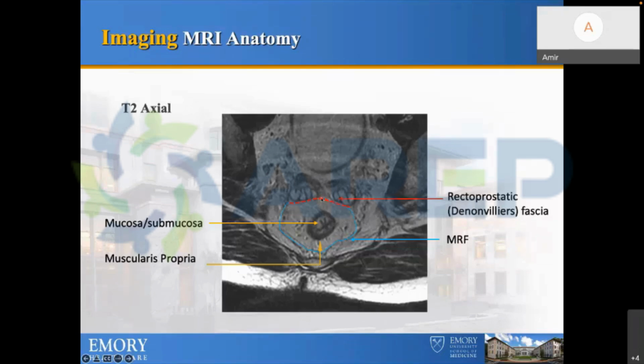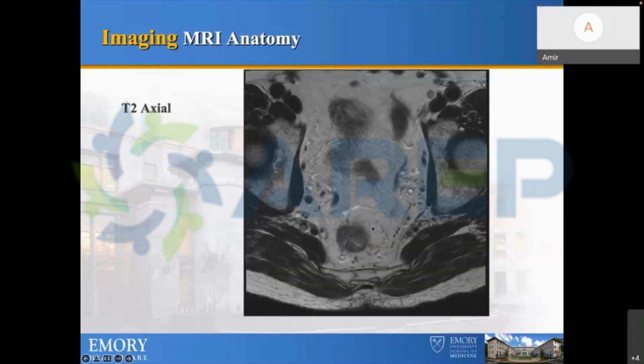In the rectoprostatic portion, this fascia has a different name. It's called rectoprostatic, or the Denonvilliers' fascia. It's just an anatomical term. Okay, this is an example of how you see the peritoneal reflection on a regular MR. This is a little bit of trace fluid inside the peritoneal cavity.